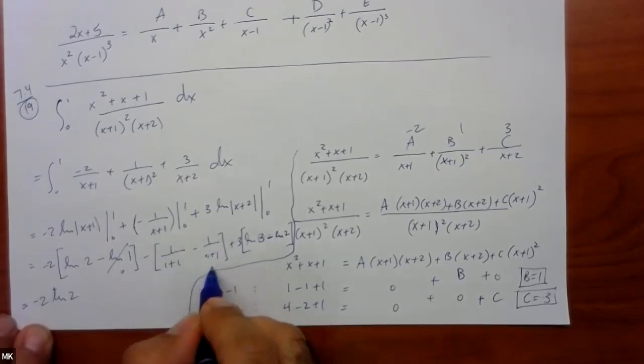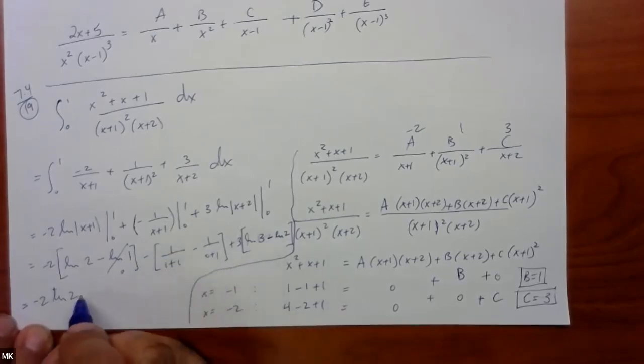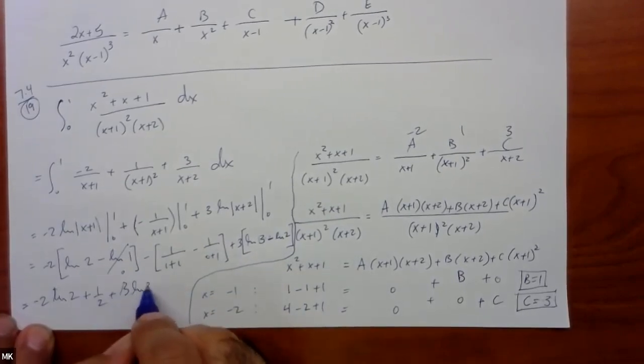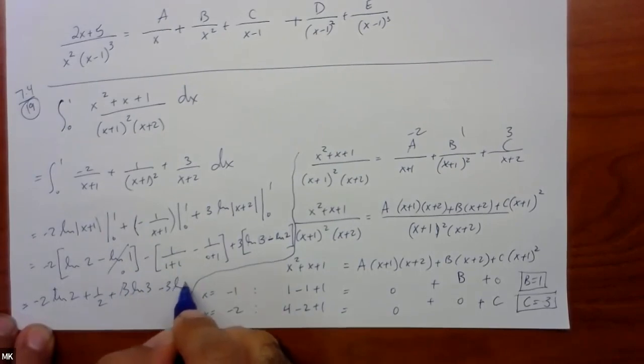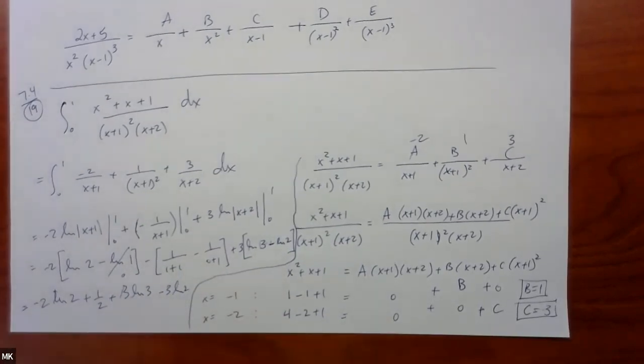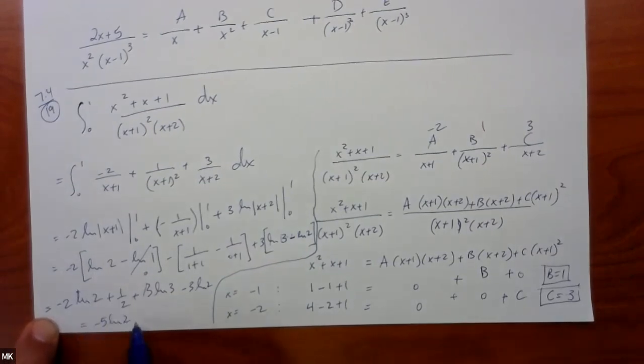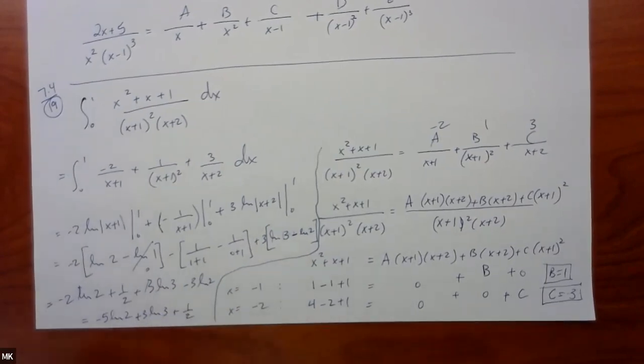This is 1/2 minus 1, which is negative 1/2, with the negative is positive 1/2. Plus 3 natural log of 3 minus 3 natural log of 2. You could again try to combine them and clean it up a little bit, especially the last two. But actually right now you could cancel these two together. So I get a negative 5 natural log, oh, combine, I'm sorry. Plus 3 natural log of 3 plus 1/2. That would be just fine. That would be a good answer.